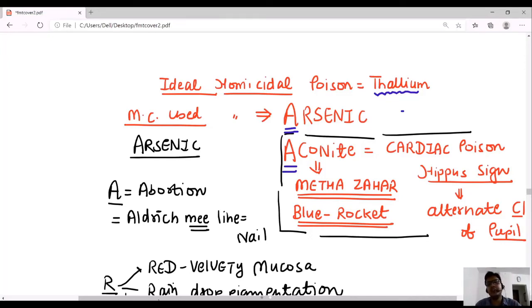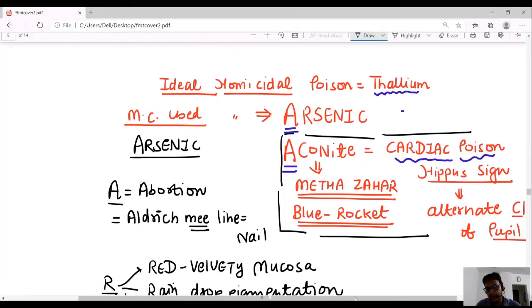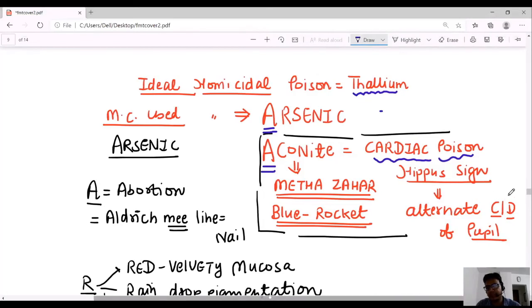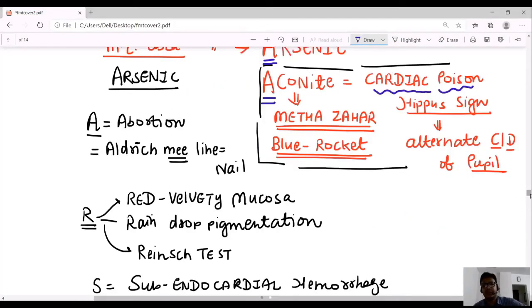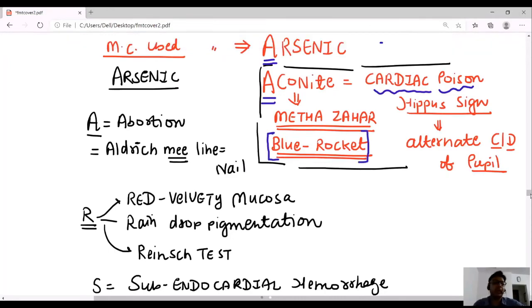Aconite is known as meetha zahar. It is a cardiac poison. Aconite is also known as meetha zahar, a cardiac poison. And this question comes in the exam: aconite is also known as blue rocket.